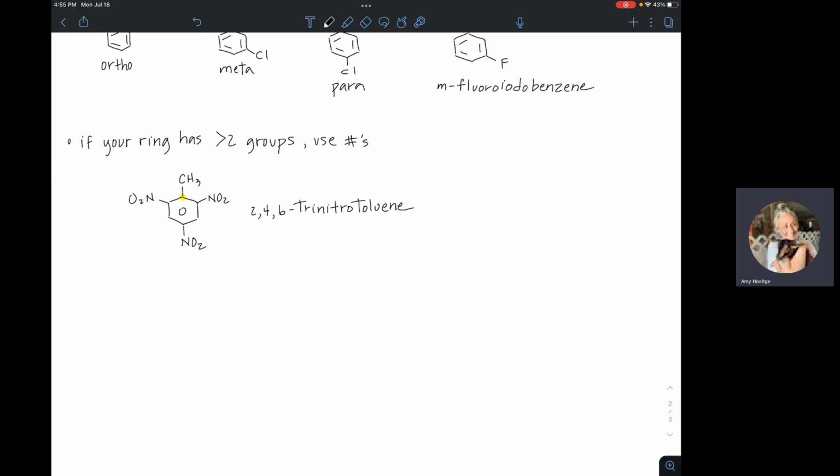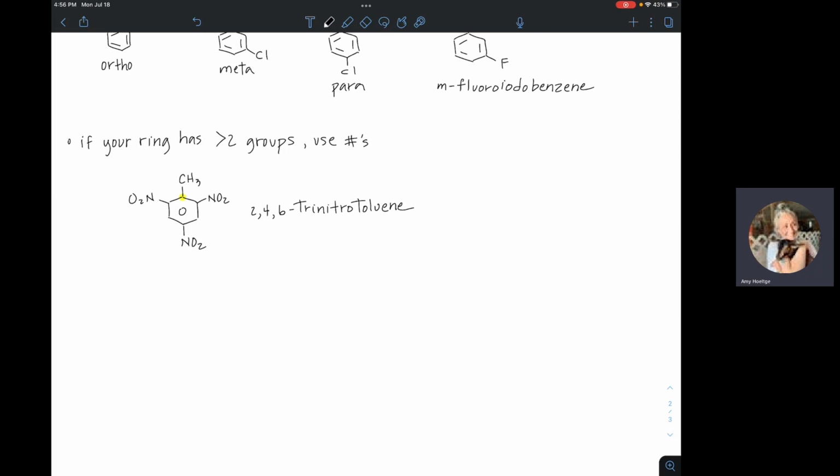So if you have a ring that's got more than two groups on it, you're going to use numbers and you're going to alphabetize them. If those weren't all the same substituent, you would just list them in alphabetical order. And if you're wondering which number to give, if I've got three totally different substituents on carbons 2, 4, and 6, then I'm going to give them the lowest possible number in alphabetical order.